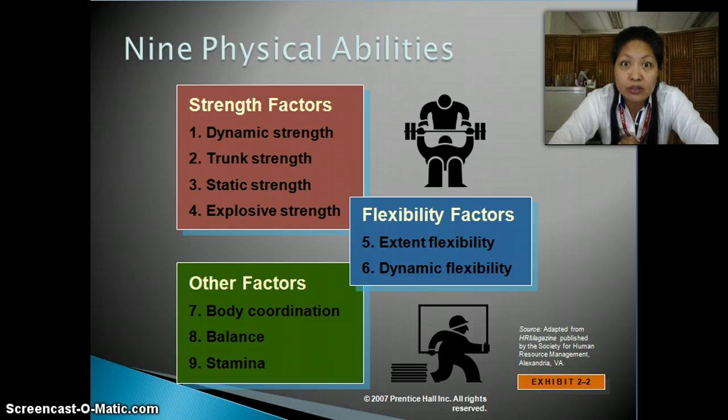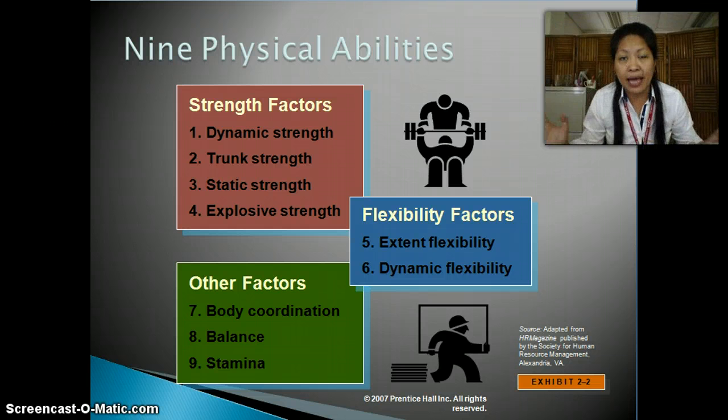Then we have the flexibility factors, how flexible we are. How far can we extend our arms, our legs, our head, our body? Dynamic flexibility is how far we can do this while moving. Like throwing a punch, Manny Pacquiao punching at a fast speed. So that's dynamic flexibility. Other factors, of course, include body coordination, how we coordinate our left and right hand. Maybe if we're very good in piano, we are able to make sounds differently, but they harmonize. Balance, how we balance ourselves, crossing a hanging bridge maybe, going up the stairs, standing on one foot, etc.